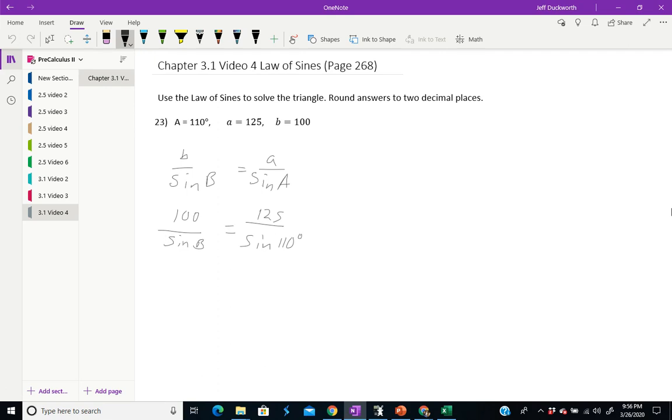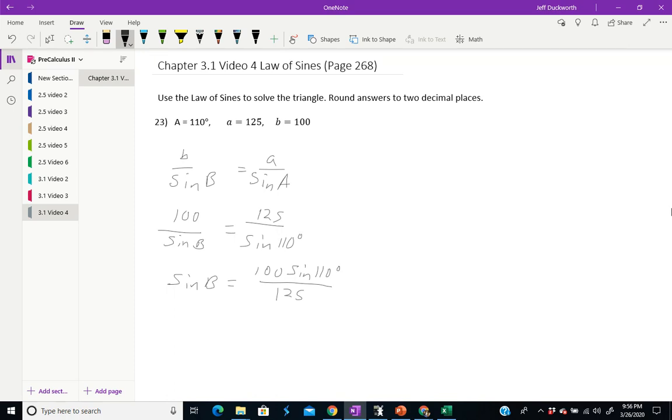Okay, so now we can do some multiplication and get sine of B alone. So we're left with sine of B equaling 100 times our sine of 110, all over that 125.